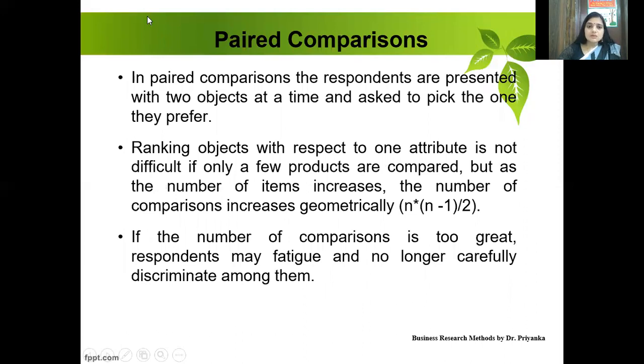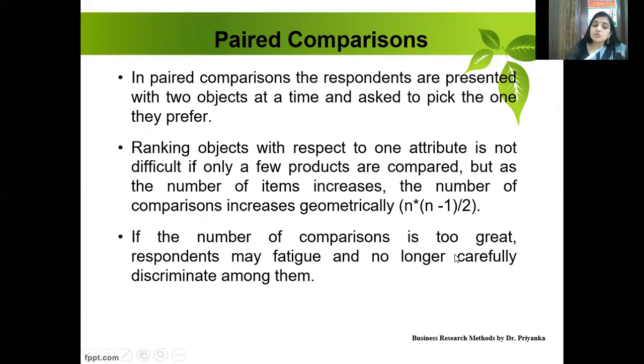Paired comparisons. In paired comparisons, the respondents are presented with 2 objects at a time and asked to pick the one they prefer. For example, ranking objects with respect to one attribute is not difficult if only a few are compared. But as the number of items increases, the number of comparisons increases geometrically. Yes, it happens. If you have got just 2 objects to compare, then you will be able to do it very easily and very fast. But if you have 10 objects in hand to compare, then it would take a little more time to compare them.